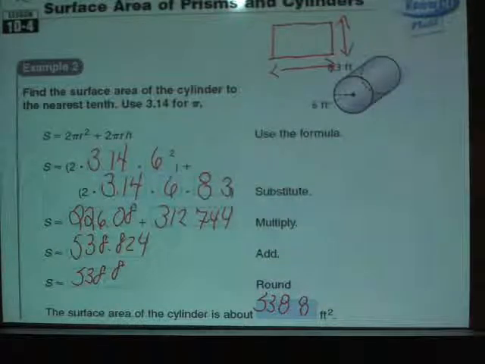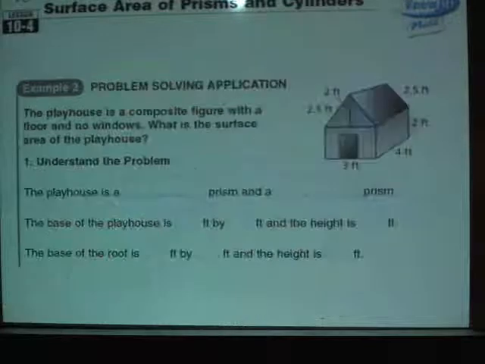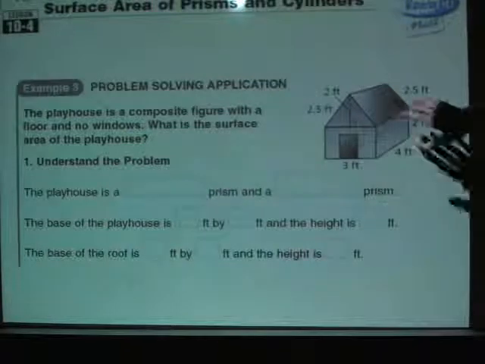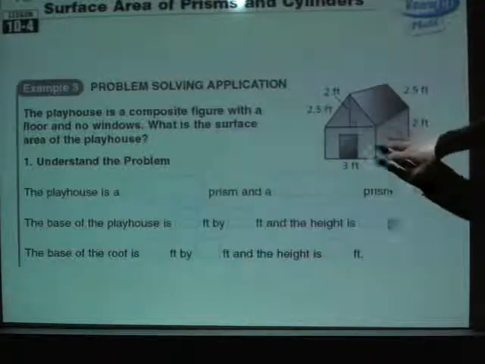All right, let's go on to the next one. The next one is a composite figure here. It's a playhouse, and we're supposed to find the area of the composite figure. Remember, a composite figure is just two or more shapes put together. We've really spent a lot of time on two-dimensional composite shapes, maybe not as much on three-dimensional, but here we go. All right, so they want us to find the surface area of this playhouse.